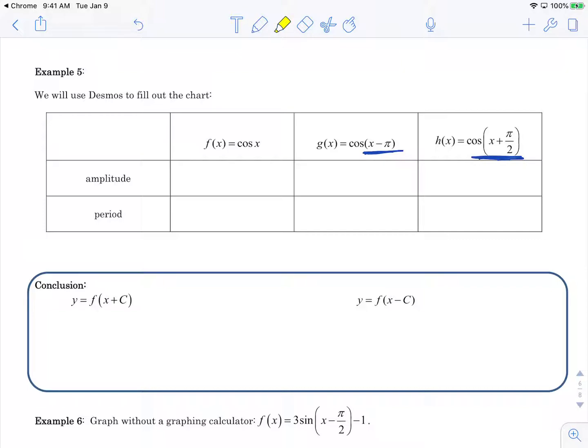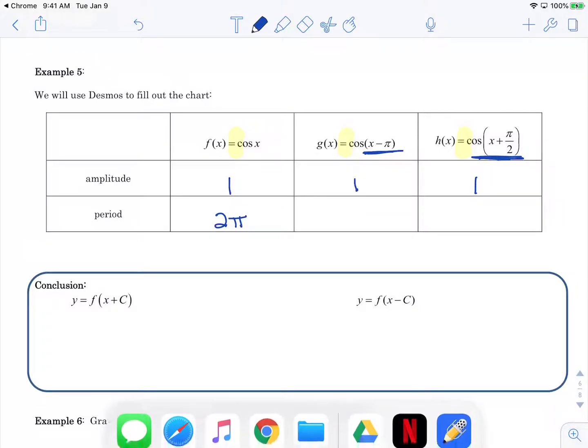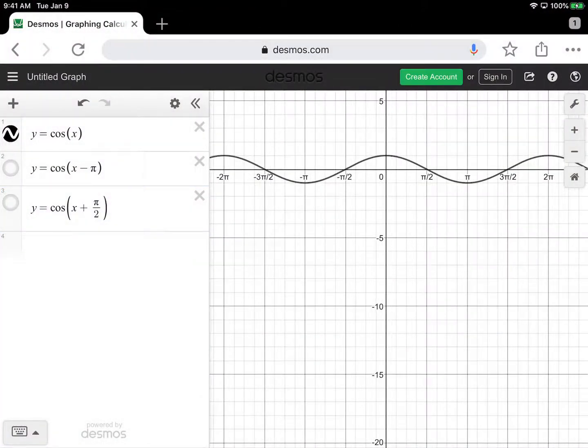Hopefully we're all okay with knowing what our amplitude is for these three functions, because I just look at the value in front of the function, and since nothing's there, it's understood to be a 1 for all three. Now I also know that my period for cosine x is 2 pi. Not sure about these two, so I'm going to go to Desmos.